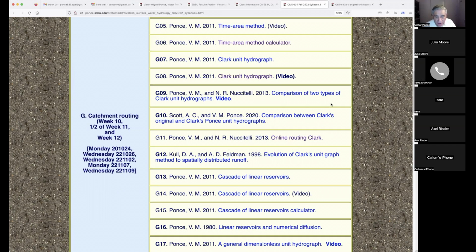And I intended to get to G12, but G12 is going to be a short one. And then hopefully we'll get to G13. Even if we don't get to G13, it'll be fine. We're still within the mark here.